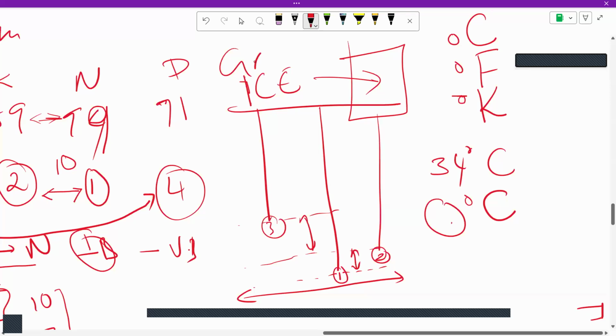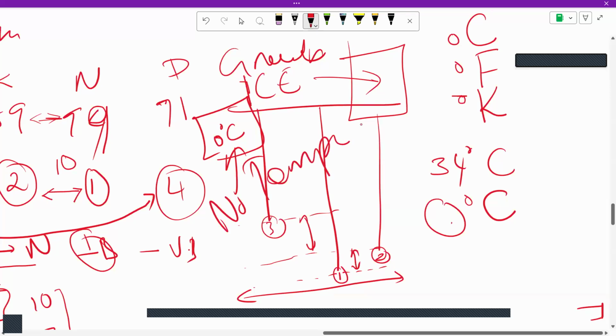Say Iceland or Greenland, very famous now. Someone says the temperature of Greenland is 0 Celsius. What does it mean? No temperature? Can you say like that? You can't say. Why?